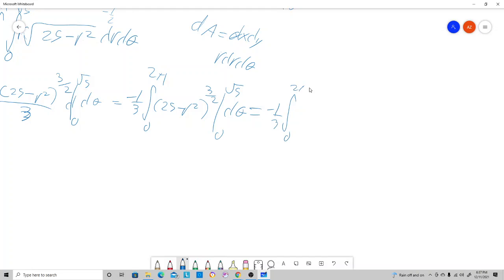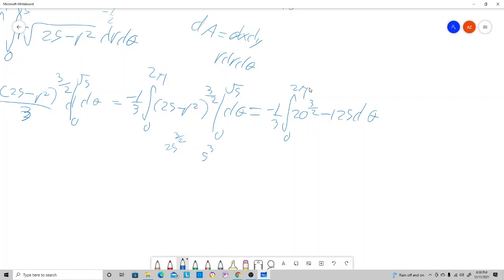So 0 to 2 pi. This 5 would be plugged right here, and then this will just become a 5. So 25 minus 5 squared gives 20 to the 3 over 2, and then the 0 will just make this a 25 to the 3 over 2. The square root of 25 is 5, so 5 times 5 times 5 is equal to 125. So we can do minus 125 d theta.